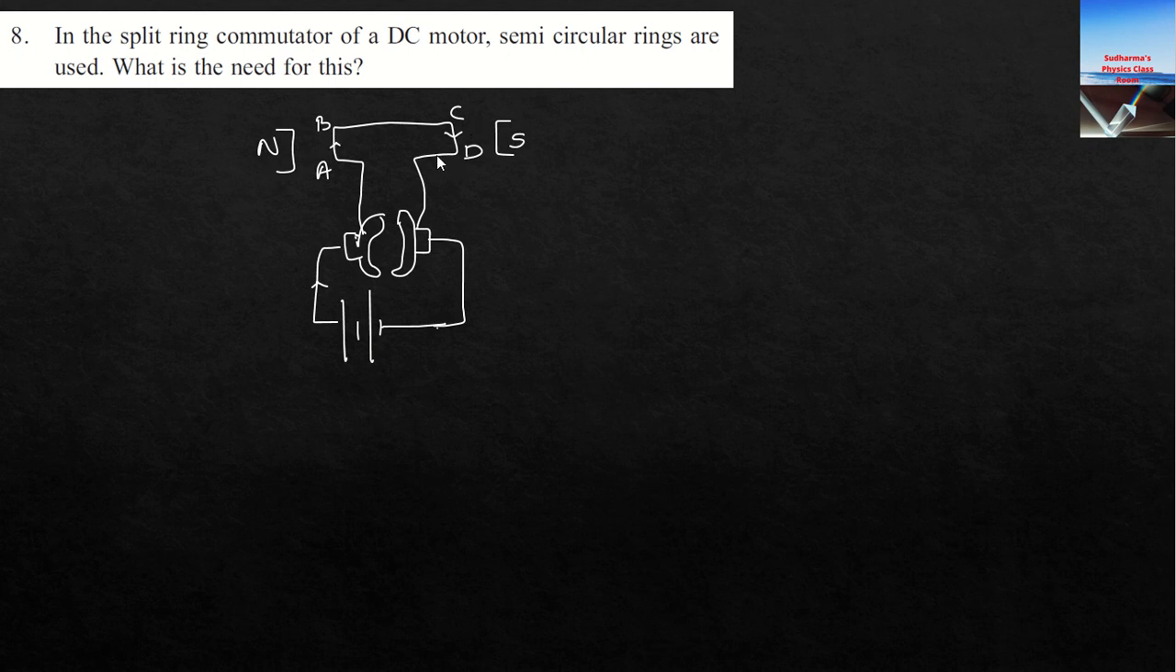Okay, so split ring commutator is a device which reverses the direction of current. So if it is a complete ring, reversal of current will not take place in the armature. That is the answer for this question. Always the direction in the arms AB and CD of the armature should be reversed, so that we will be getting a continuous rotation in one particular direction. In this case, it will be anti-clockwise rotation. Hope you understood the function of split ring commutator.